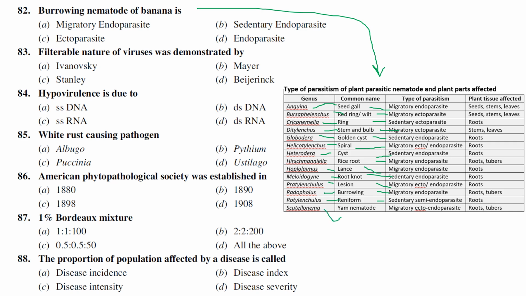Scutellonema, yam nematode, migratory ecto and endoparasite. What they have asked is the banana burrowing nematode, that is Radopholus similis, which is a migratory endoparasite. So the answer is migratory endoparasite.